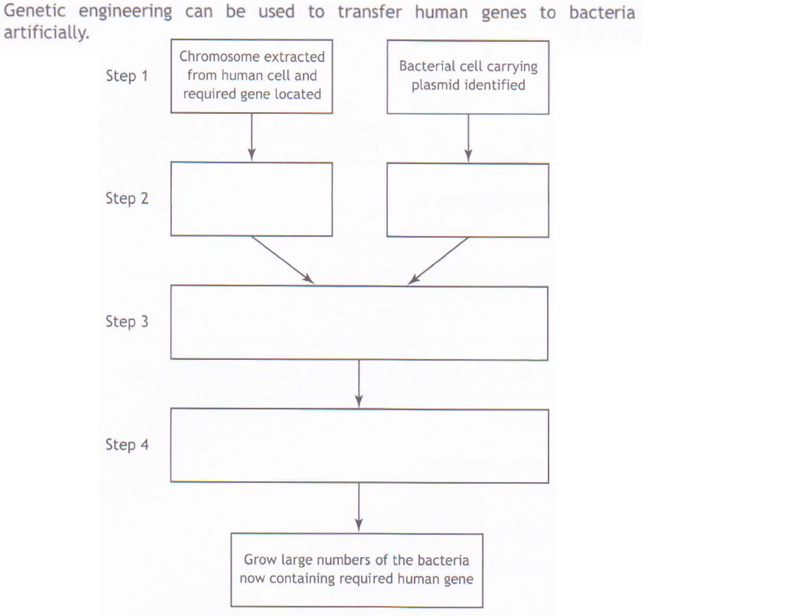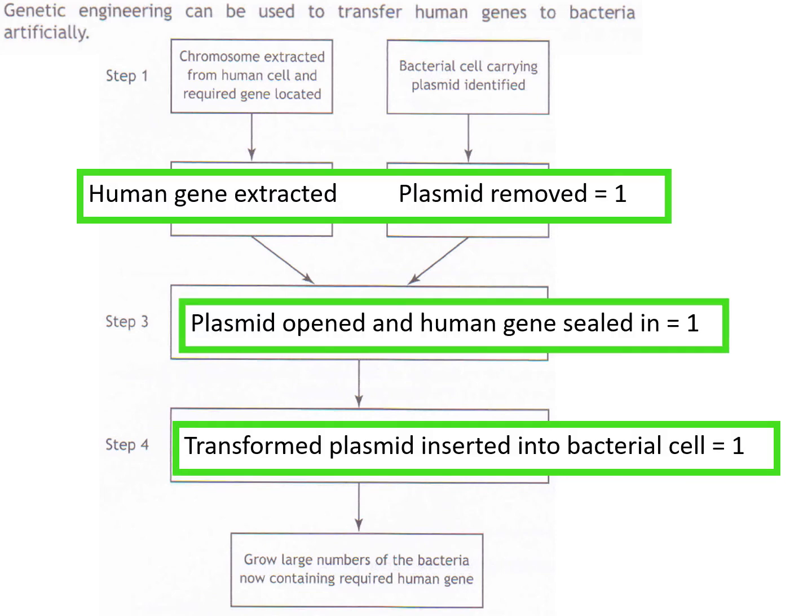So what would stage 3 be? We've got a cut bit of plasmid and we've got a gene cut out of a chromosome. We'd be hoping to seal the gene into the plasmid. And then what are we going to do with the plasmid? Put it back into the bacteria cell. And then we can see at the bottom, grow large quantities of the bacteria by culturing it properly and then purifying it, which means separating your protein from all the other proteins.